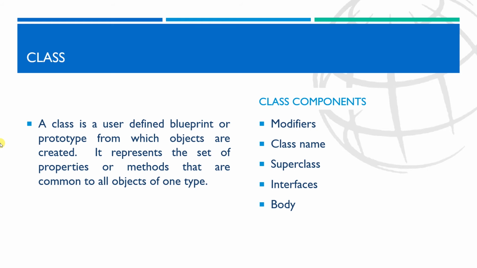And there are optional ones. We have interfaces, which are optional too. A comma-separated list of interfaces implemented by the class, preceded by the keyword implements. A class can implement more than one interface. And the last one is the body. The class body is surrounded by braces.